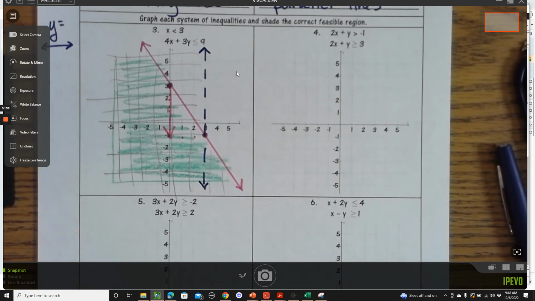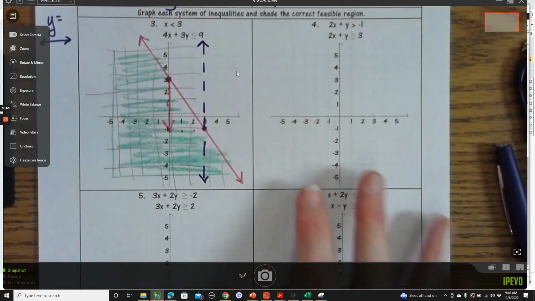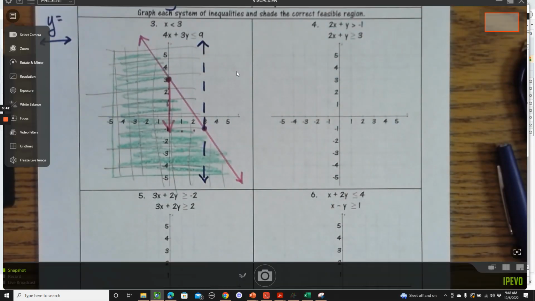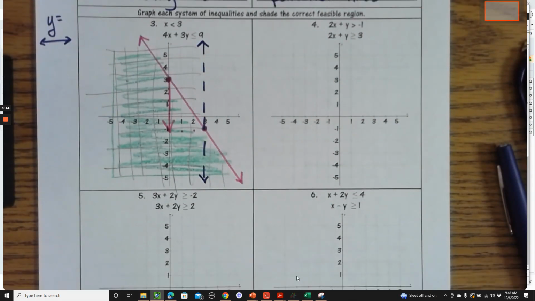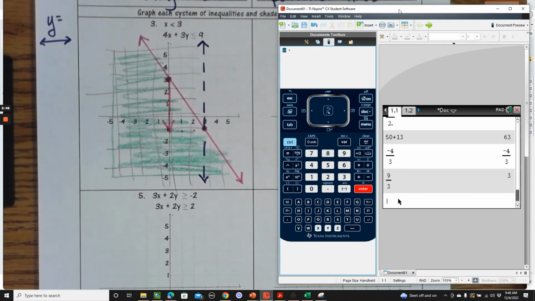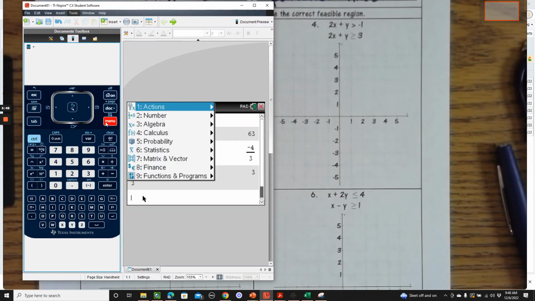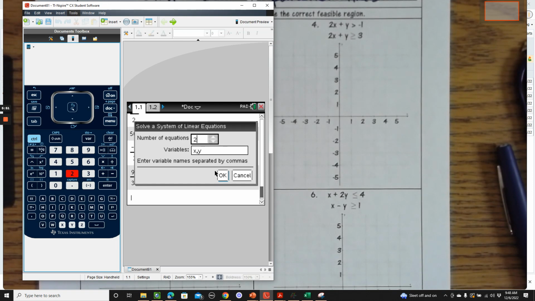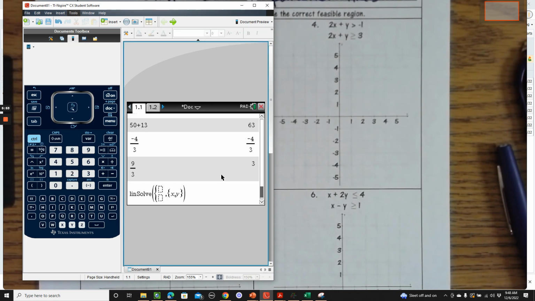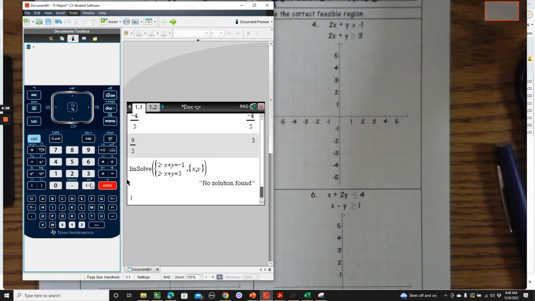Okay, number 4. Now, number 4, since they're both regular old lines, I can do the menu 3-2 on this one. So remember, if it just wants a solution, especially if it's equations, you can put standard form. Now, it's not going to do everything for me, but it's at least going to give me the point where they cross. 2x plus y equals 3.